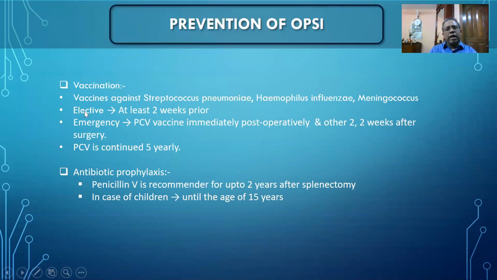In case of emergency, the pneumococcal vaccine is given immediately postoperatively and again 2 weeks after surgery. The pneumococcal vaccine is continued 5 yearly, up to the end of life. This is the protocol to give the vaccinations. By vaccination, we prepare the body with antibodies to kill the bacteria.